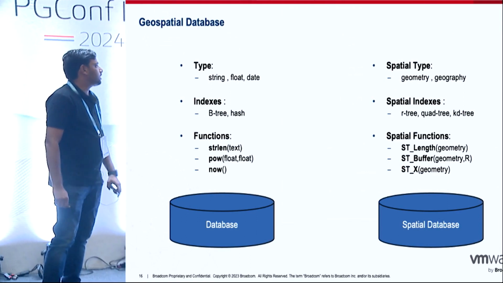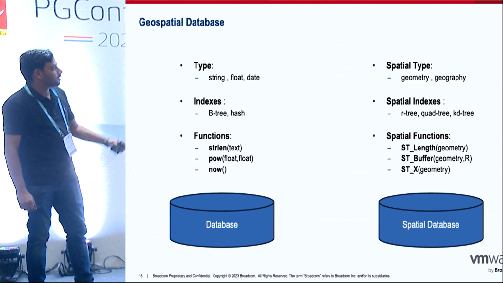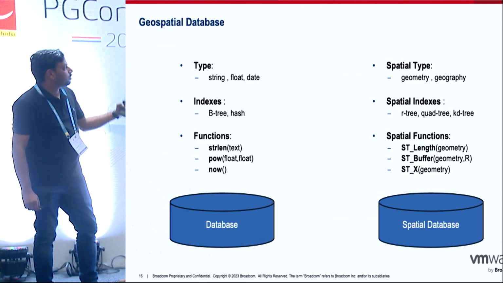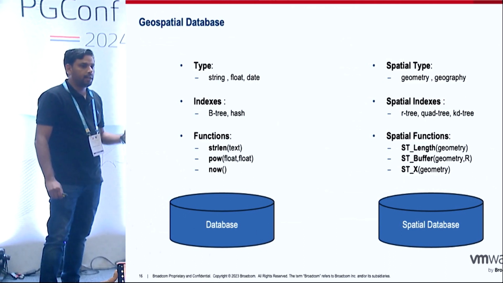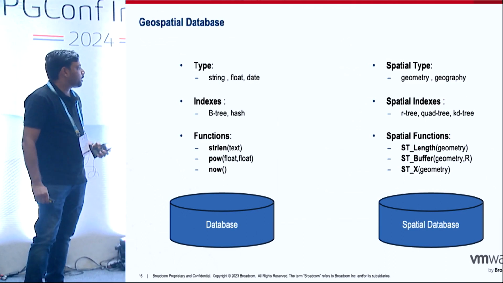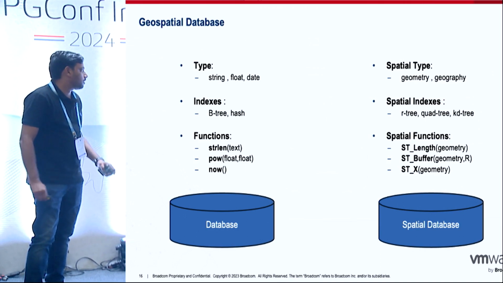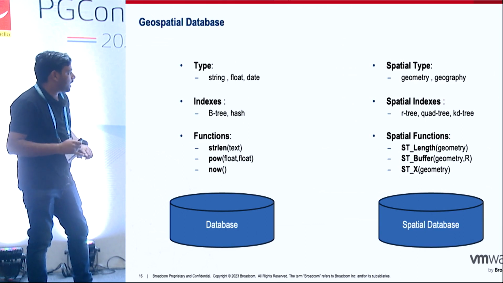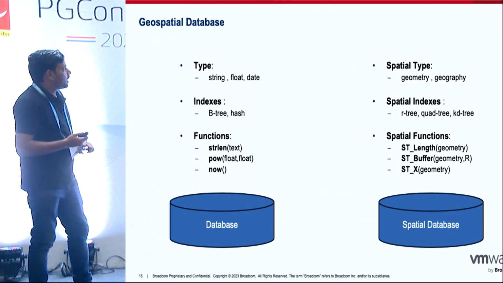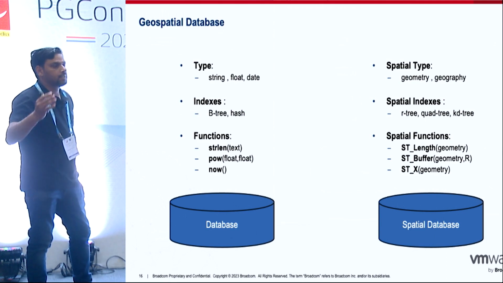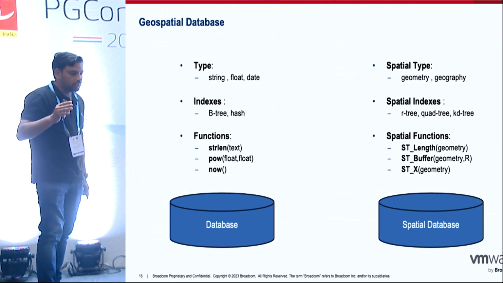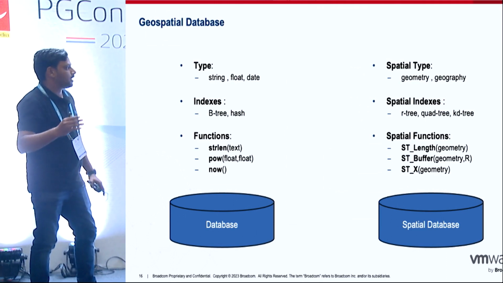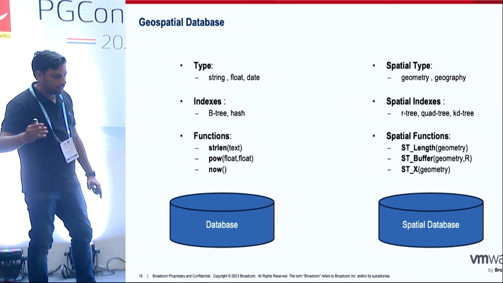In a standard database we have primitive types like string, float, and date, and we have indexes which work on those primitive types, like B-tree and hash, and functions which operate on those types and give some result. So every database has three essential parts: types, indexes, and functions. Geospatial data is specific data, which is either lat-long in degrees, or geometry-specific data, and we have raster data and some other data as well.